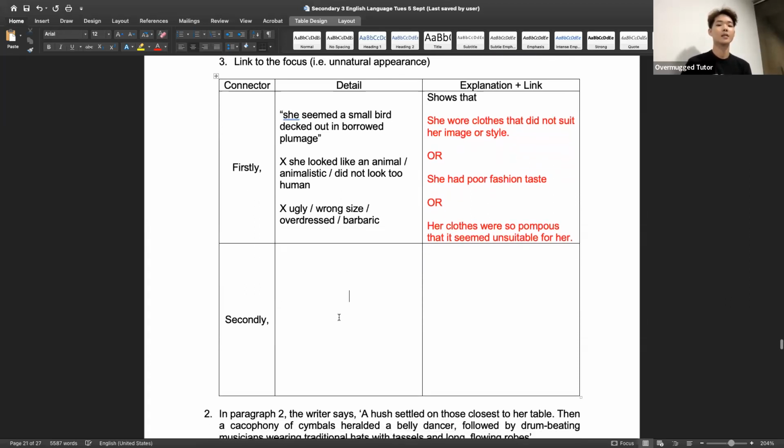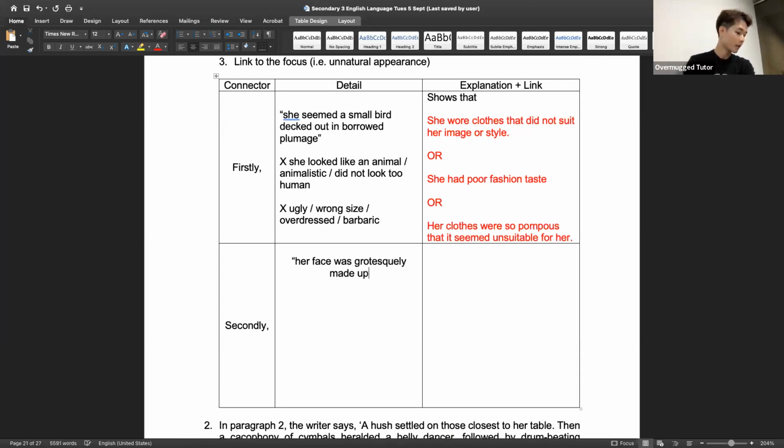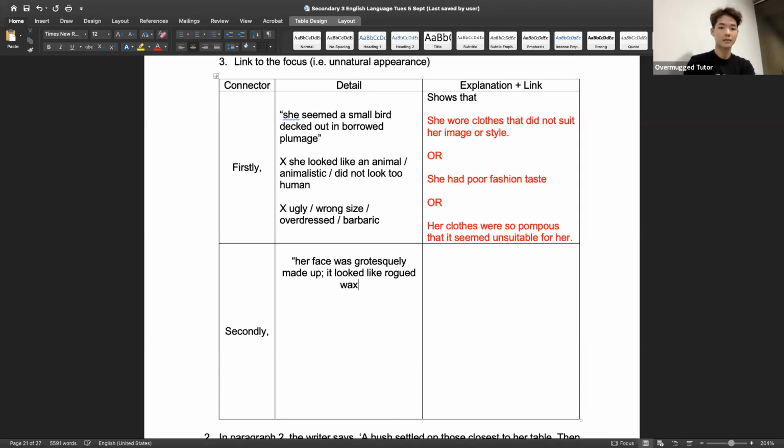Next, second detail. Let's ask someone from the front. Grotesquely, right? Grotesque is very ugly. Correct. So remember the quote, her face was grotesquely made up. It looked like road wax. Okay, yeah. So you must write shows that. Shows what? Can you tell me? Yes, her makeup was very bad.